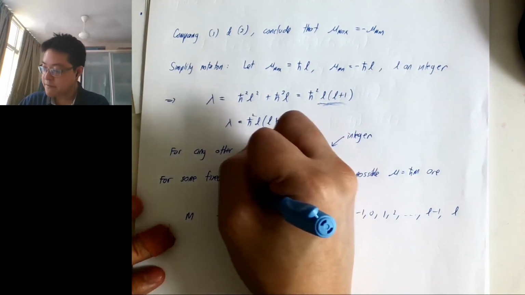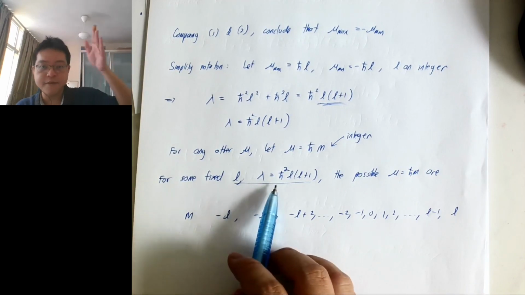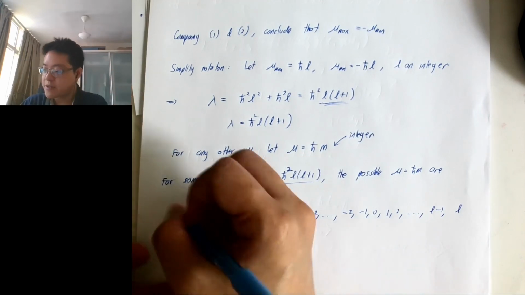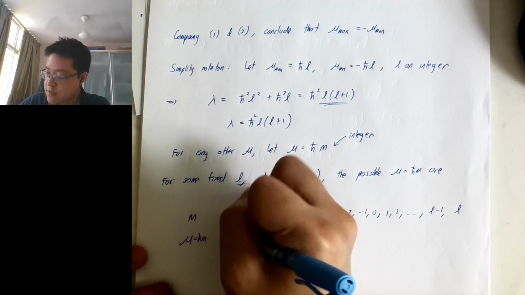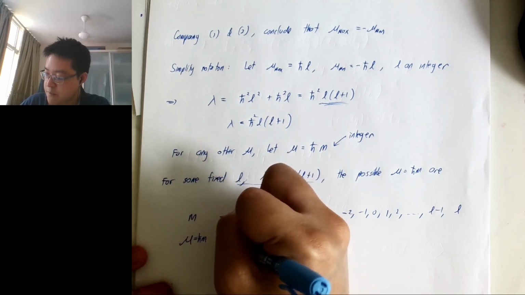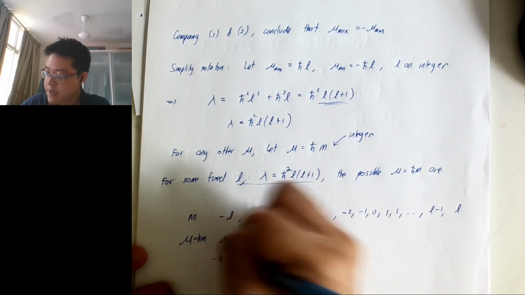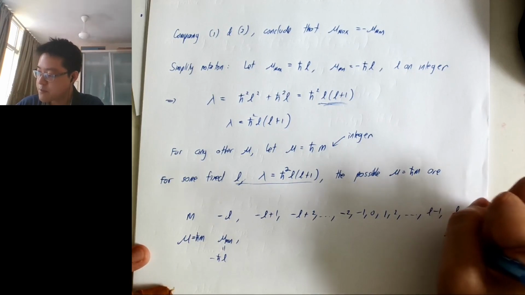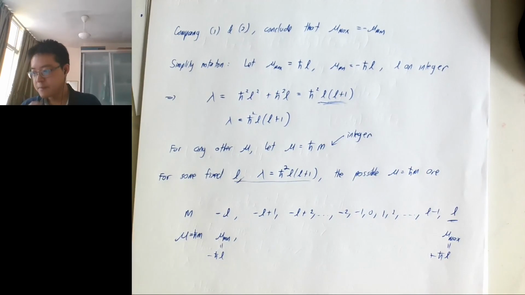Right, so for some fixed L, it will determine the fixed lambda. And L is an integer, because if I increase this, I can reach the L max. So the corresponding mu is equal to h bar times m. So this will give me mu minimum, right? Which is equal to negative h bar L, which we have said earlier. And then the last one will give me the mu max, which is equal to positive h bar L.